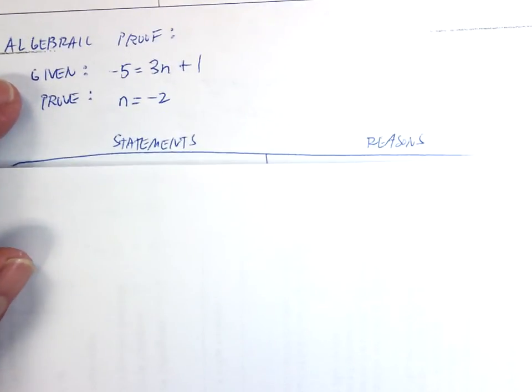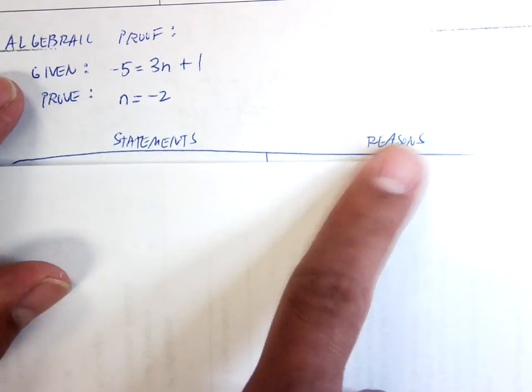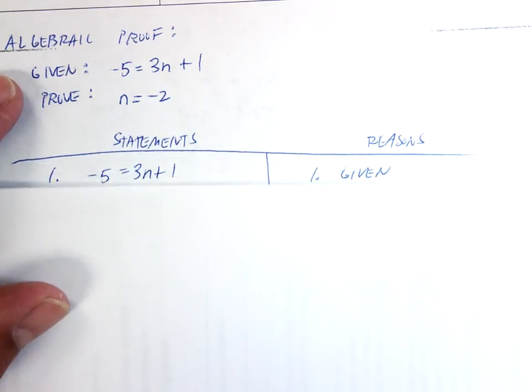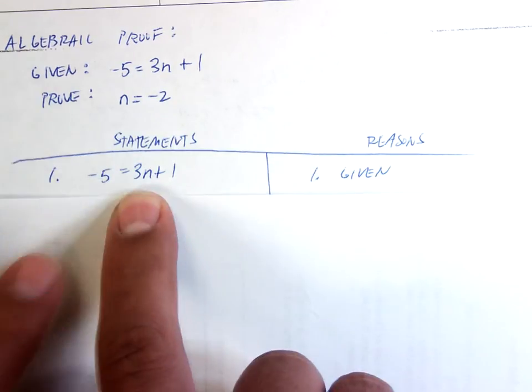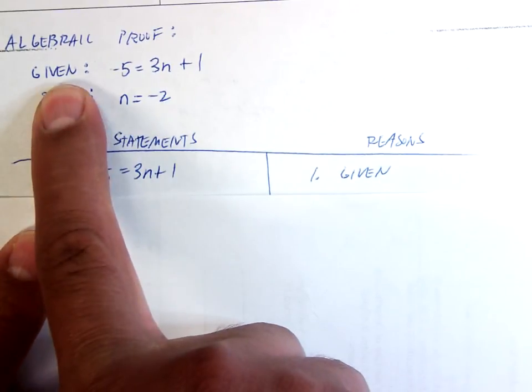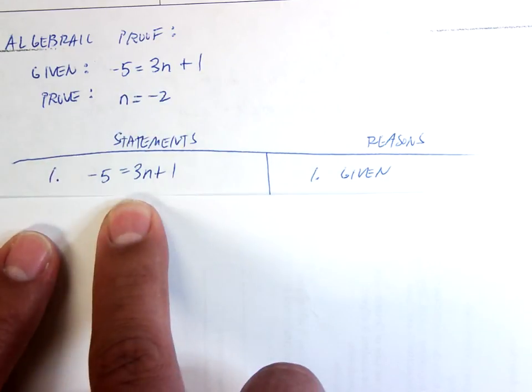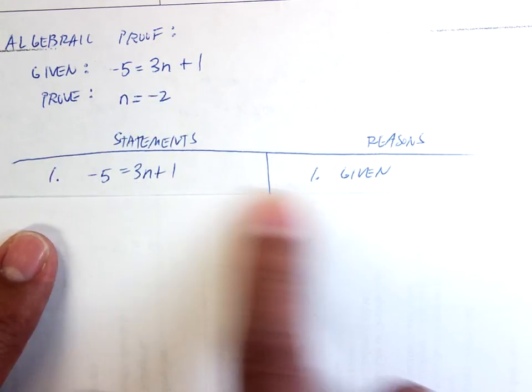Okay, so I'm going to make a little 2-column proof. So I've got my statements on this side and my reasons on this side. My first statement is always what I'm given. So I'm given that negative 5 equals 3n plus 1, so that's my first statement. Well, how do I know this is true? Because it was given to us.